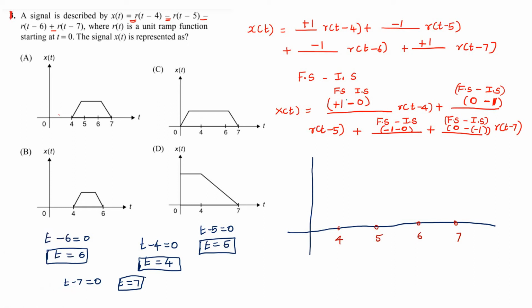See, what is the final slope for the point 4? Final slope is 1, initial slope is 0. So initial slope should be 0 and final slope is plus 1 up to 5. At 5, what is the final slope? 0. And what is the initial slope? Plus 1. Okay. At point 6, what is the final slope? Final slope is -1. And what would be the initial slope? Initial slope is 0. And at point 7, what is the final slope? 0. What is the initial slope? Minus of -1. Option A is the correct answer for this problem.